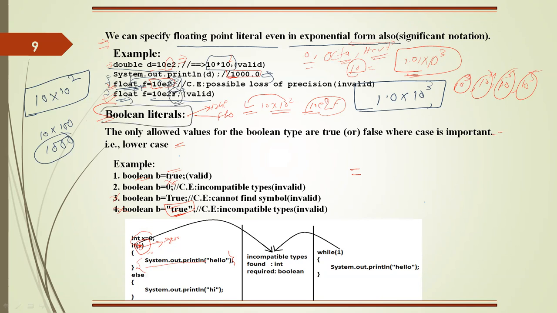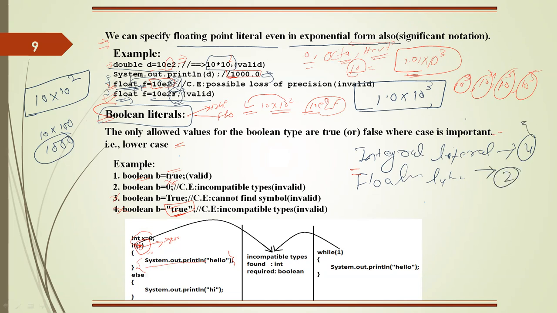So next is Boolean literals. What we have completed so far is integral literals and floating literals. Here we have four types: byte, short, int, long. Here two: float, double, right? In floating literals, by default it is double. Explicitly we should define it as float, right? Okay.